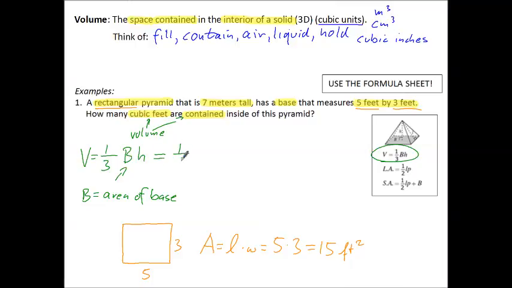So now we have 1/3 times 15 times the height of our pyramid, and that was given to us as 7 meters, times 7. 1/3 times 15 times 7: 1/3 times 15 is 5, times 7 is 35.